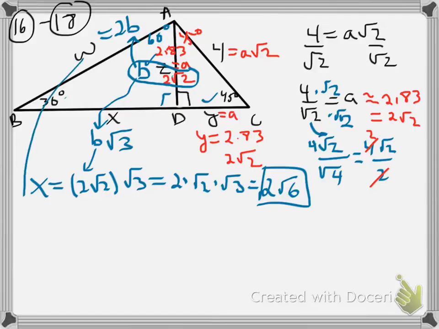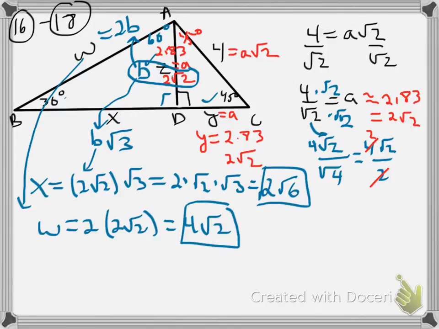W is 2 times, and we're supposed to put in 2 root 2, which is 4 root 2. So there's W. So I solved for all of them, depending on which ones you needed. You've got them all solved for now. You've got Z, Y, X, and W.